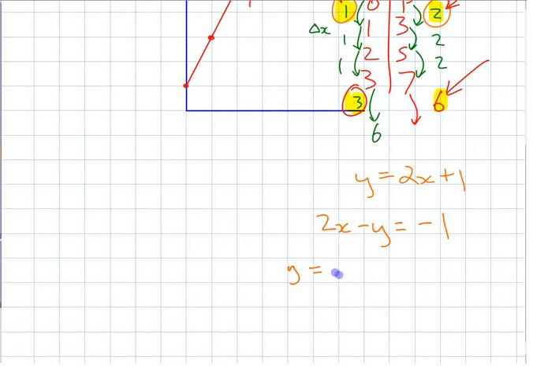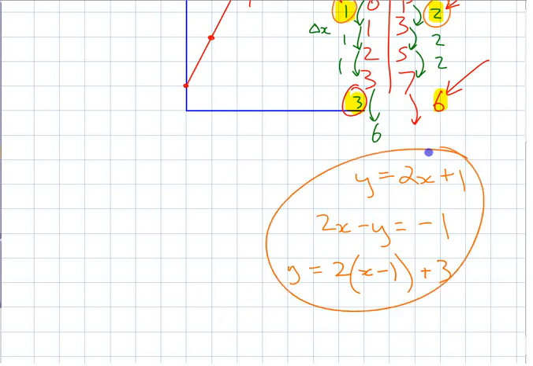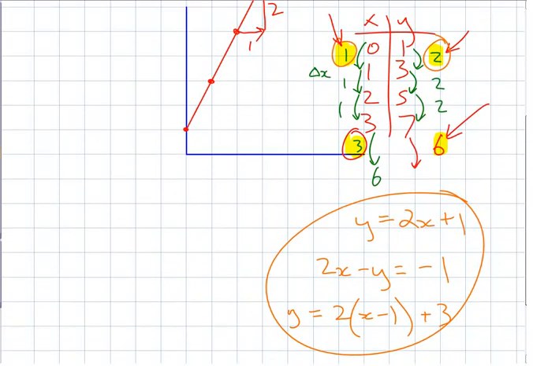y equals 2x minus 1 plus 3. Okay, there's a bunch of different forms of the same thing. All of those equations give you the location of that line. So that's the big focus in this unit here.